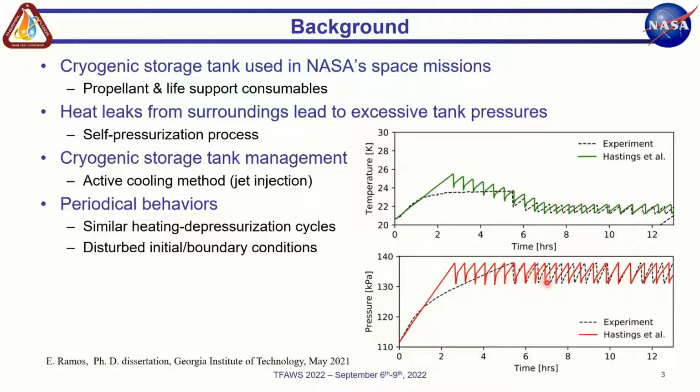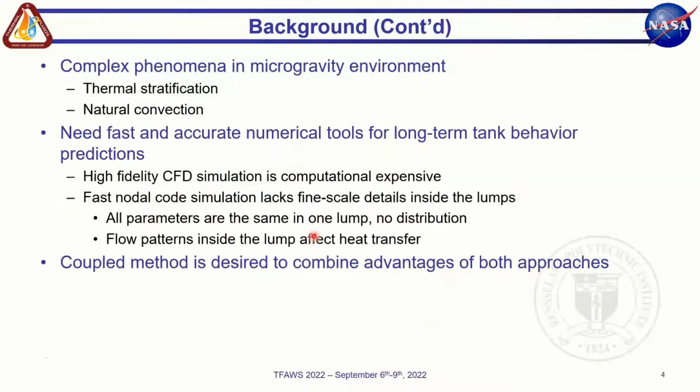We have so many similar cycles, and we can assume that similar cycles most probably mean they are undergoing a similar physical process. But although the cycles are similar, we can see the starting point and the ending point wouldn't be exactly the same. There should be some fluctuations. So for this periodical behavior, we see similar heating and depressurization cycles and disturbed initial or boundary conditions. And this is the basis for our equation-free based coupling approach.